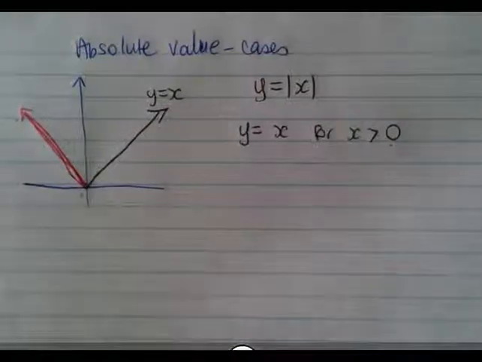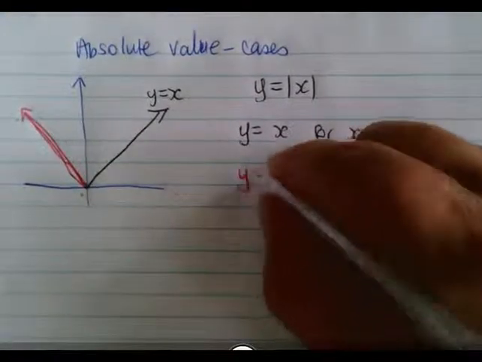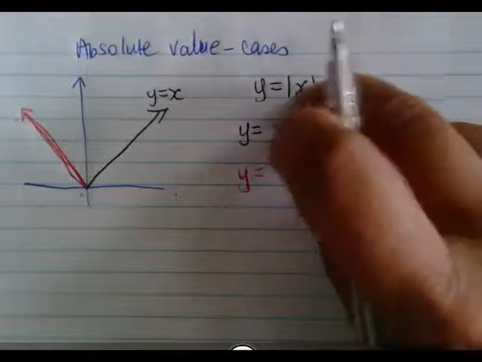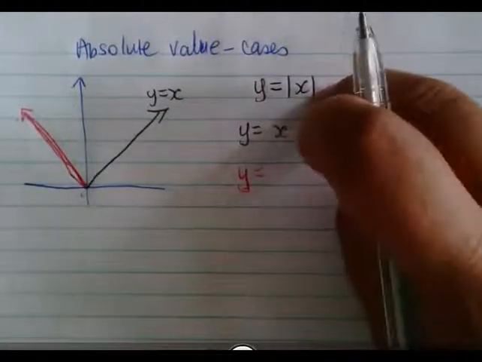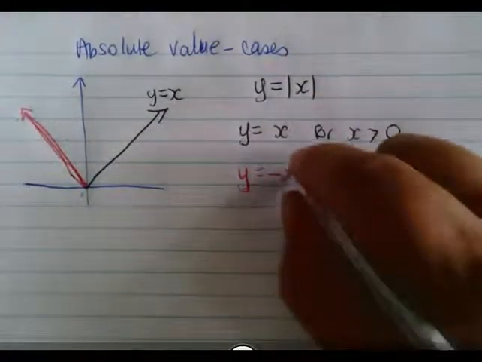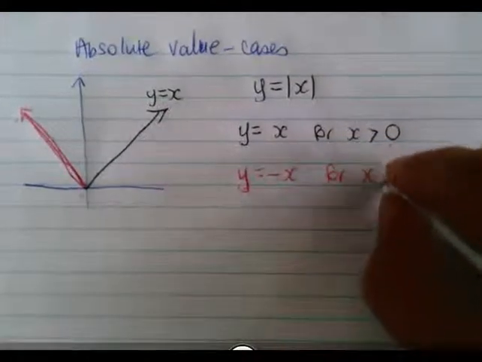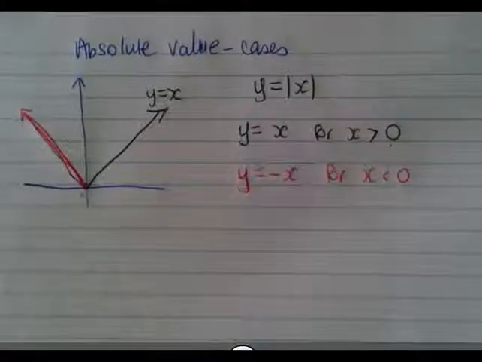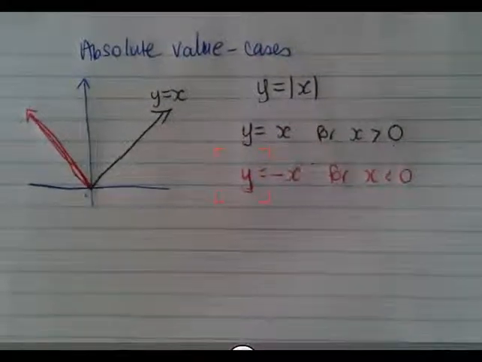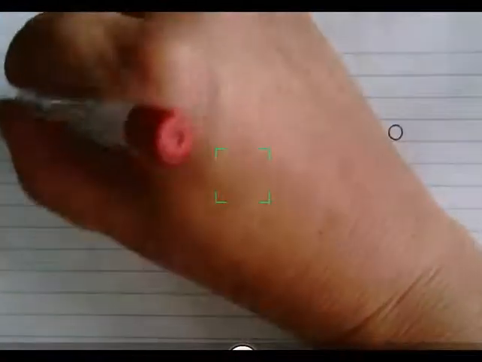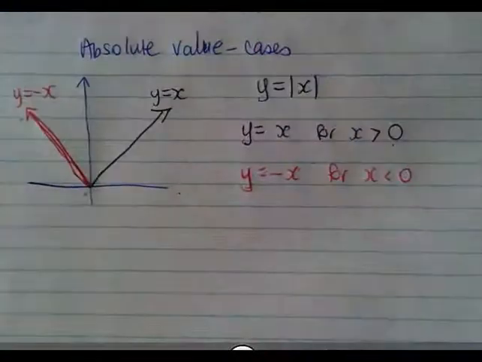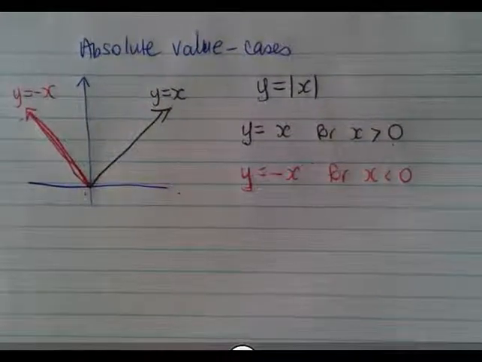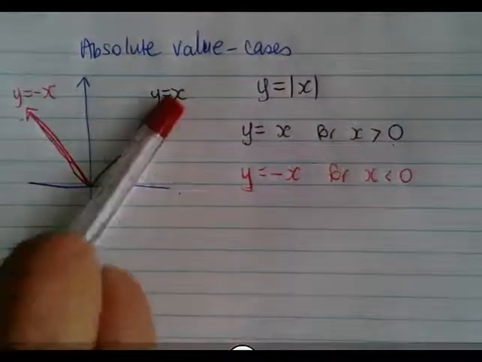And the red line is, you know how we say, all right, absolute value of x can be negative x for x less than 0. So the equation of the red part of the absolute value graph, its equation is y is negative x. See, that's got a negative gradient, that's got a positive gradient.